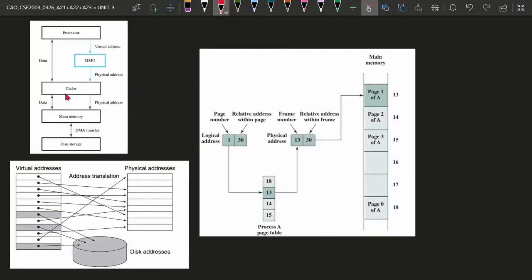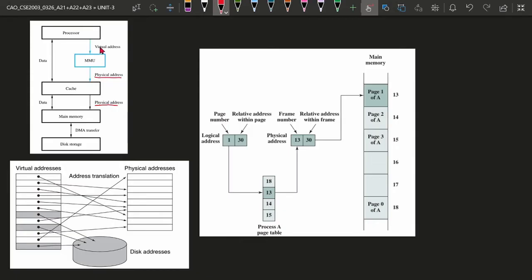So you can just see here. If a processor is there, the processor basically generates virtual addresses. Virtual addresses means, because cache memory is a physical memory, main memory is a physical memory. Whenever any address related to main memory is there, that address will be called the physical address. Any address related to cache memory will be considered as the physical address. But the processor is basically going to generate the virtual address, that is not the same as the physical address.